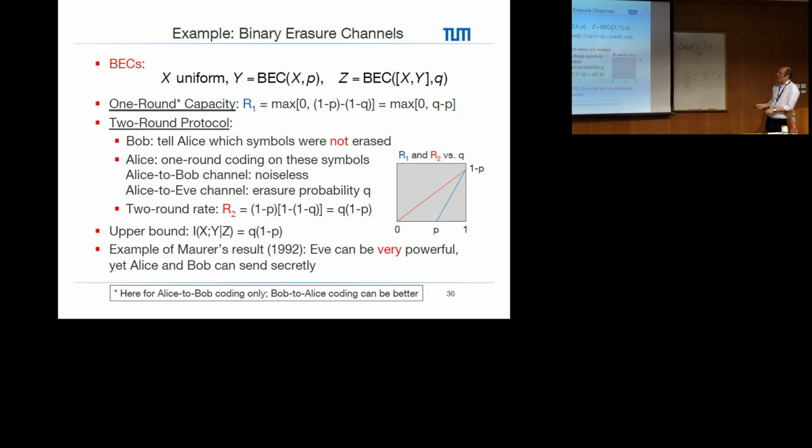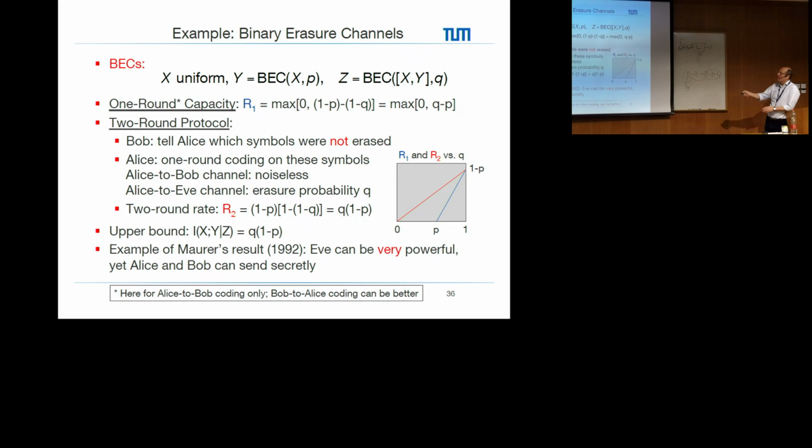Turns out the maximum one-way rate from Bob to Alice can be larger than this blue curve, but not necessarily. It depends on what the value of P is. But I'm not showing that here. I'm just going to show the one-way capacity from Alice to Bob.